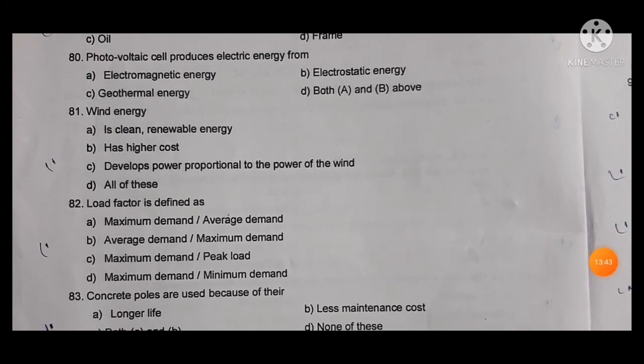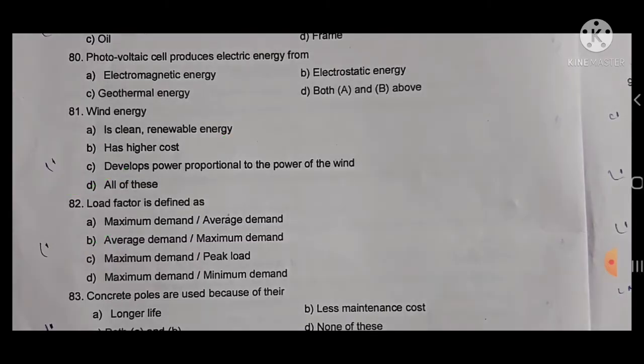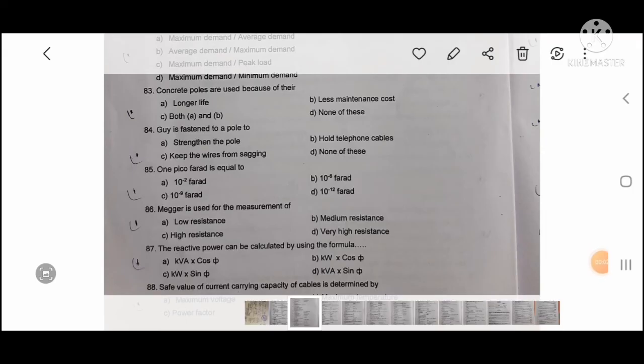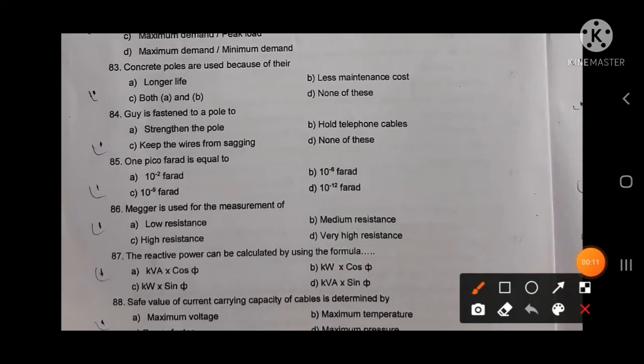Wind energy, as all of you know, is very clean, has higher cost, and develops power that is proportional to the power of the wind. So the answer will be all of the above. Next, load factor is defined as average demand upon maximum demand. Next is question 83: concrete poles are used because of their longer life and less maintenance cost. So the answer is both A and B.